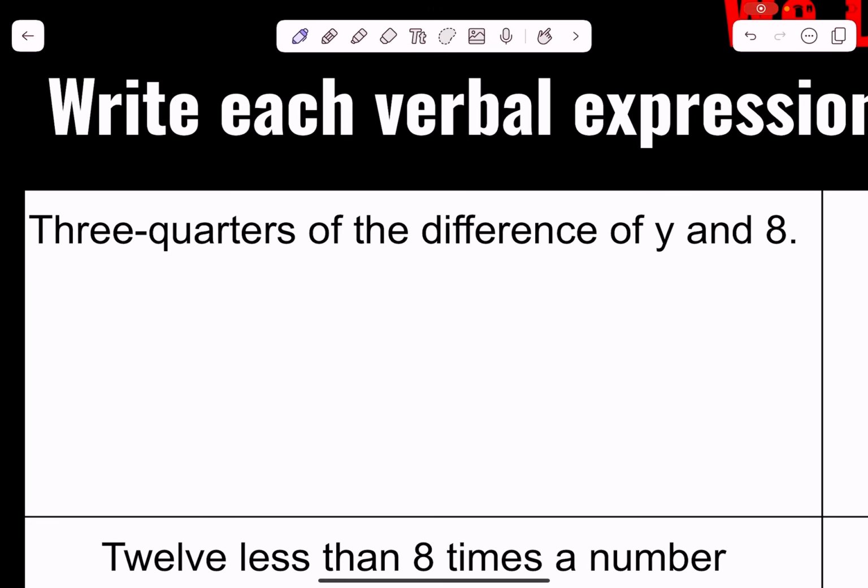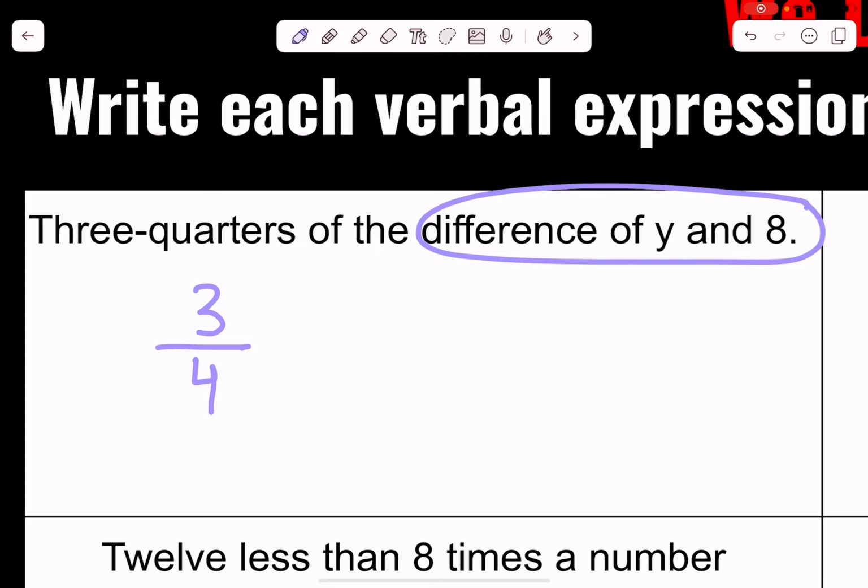Alright. 3/4. 3/4 means 3 divided by 4. How do I know quarters is 4? There's 4 quarters in a dollar. All right? Of the difference of y and 8, of this whole entire thing.